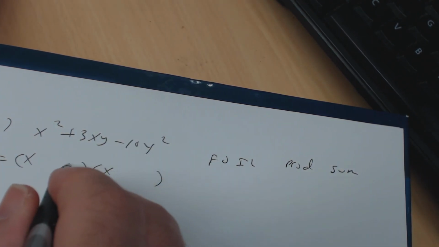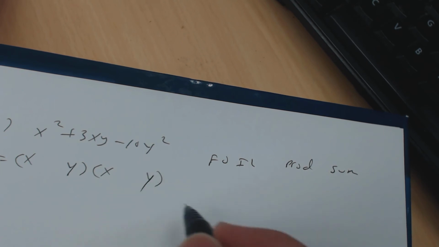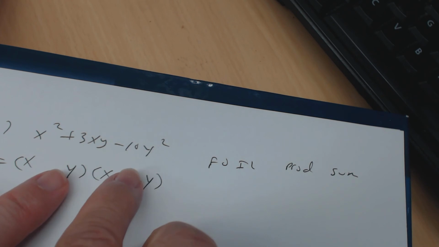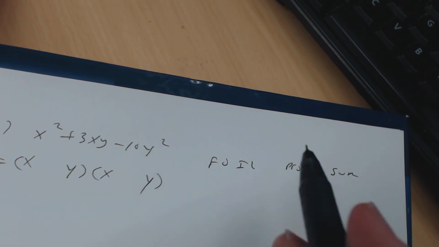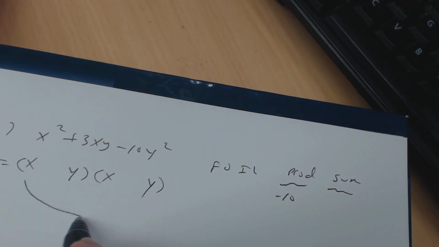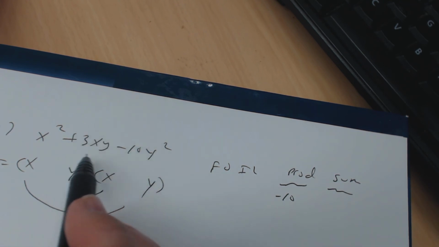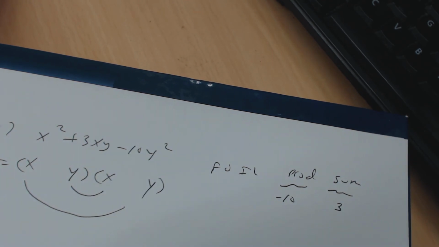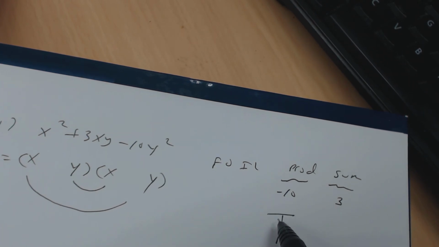So I know that in order to get a y squared, this has to be a y and this has to be a y. Now I have to figure out what these two numbers need to be to get a negative 10. I need the product to be negative 10, and when I look at the outer and the inner and combine like terms, I need that sum to be a positive 3xy. So I need that sum to be a positive 3. It looks like the only possibility would be 5 and 2.